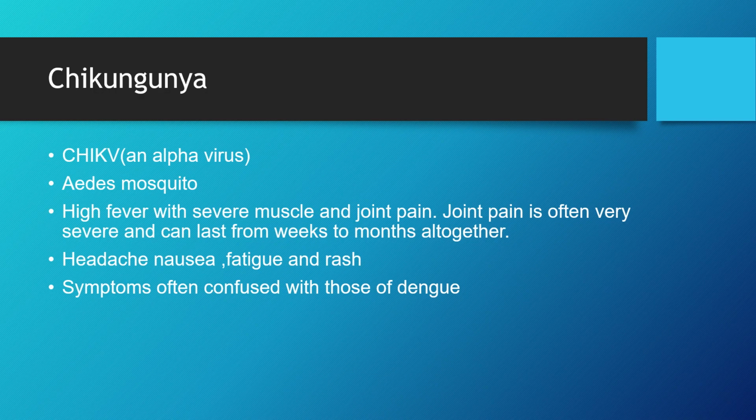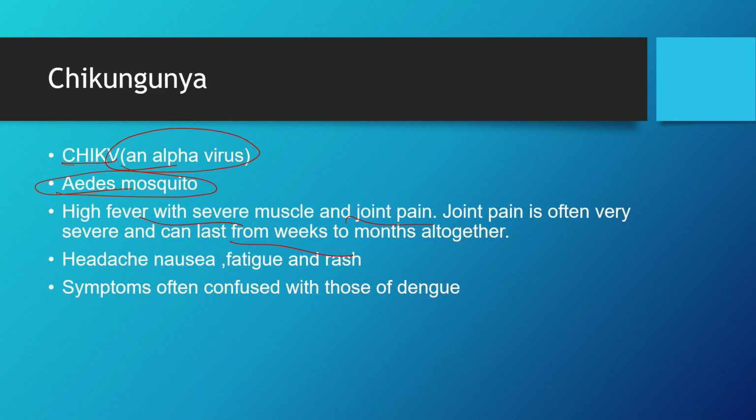Now here is chikungunya, the next disease which is caused by mosquito. It is caused by the CHIKV virus, which is a virus of the alpha group, and the Aedes mosquito is the cause of this disease. And what are the symptoms of this disease? It has high fever, muscle pain, and joint pain, which is very often severe and can last for a few weeks and months together.